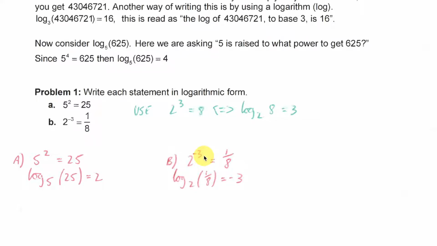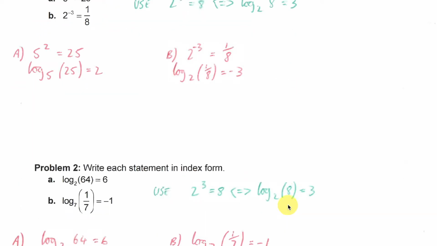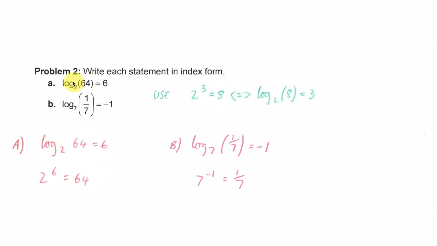B, 2 to the power of negative 3 equals 1/8. So log base 2, because that's the base 2, log base 2 of 1/8, that's my answer bit, is equal to negative 3. So there I've converted it. Now we start with the logs, and I need to convert it into index form. So I've got, in my first example, log base 2 of 64 equals 6. So my base here is 2. I raise it to the power of 6, and that will equal 64.